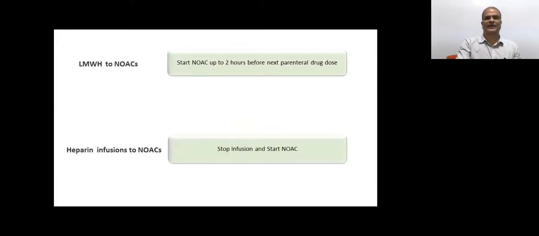What about a patient who comes with left ventricular thrombus, where you can't start NOAC? For some other reason you start low molecular weight heparin and then you want to start NOAC, for the malignancy related stroke. So you start NOAC 2 hours before the next dose of your low molecular weight heparin. Okay, what about heparin infusion? Here it's very simple, you just stop the infusion and start your NOAC. Okay.